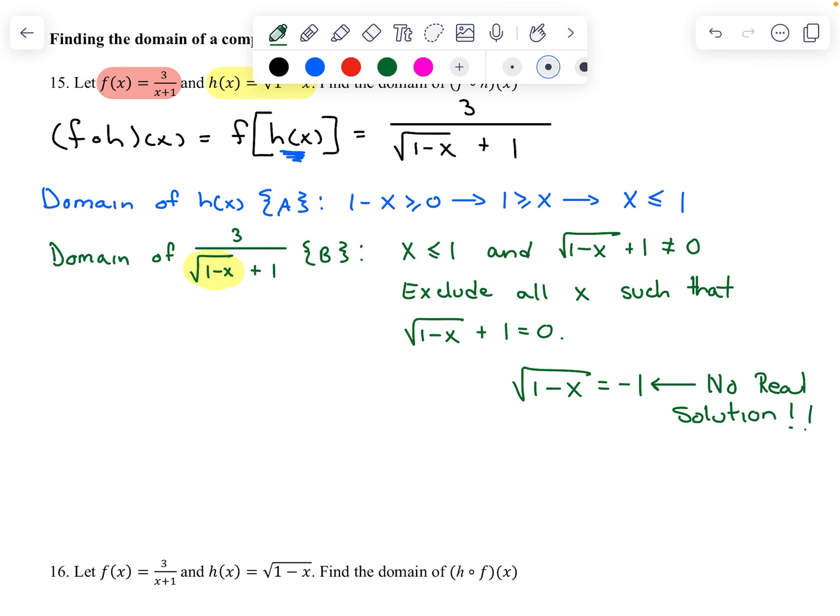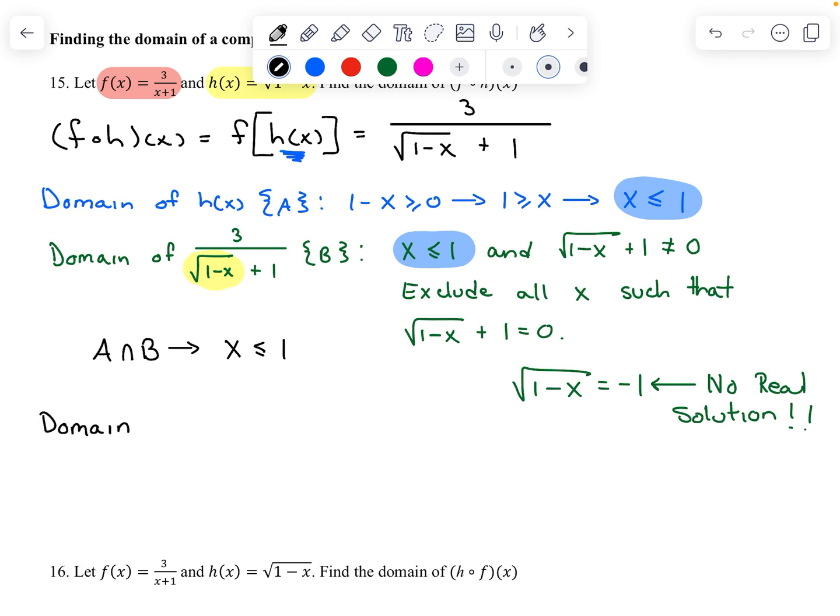And so what that means is that there are no values of x that will make the denominator equal to 0. So the domain of the rational expression is identical to the domain of h. And since the domain of h and the domain of the rational expression are identical, that implies that a intersect b is going to be x is less than or equal to 1.